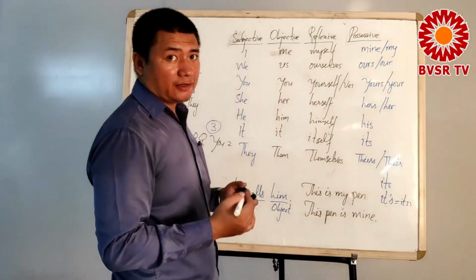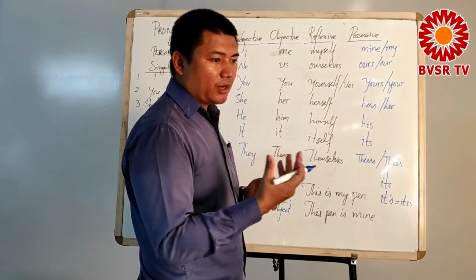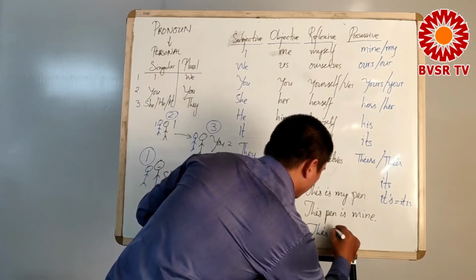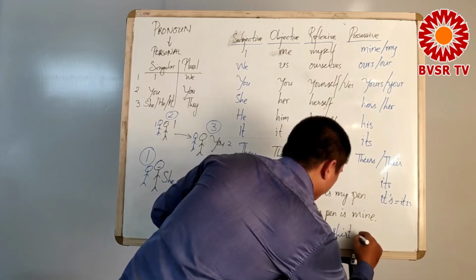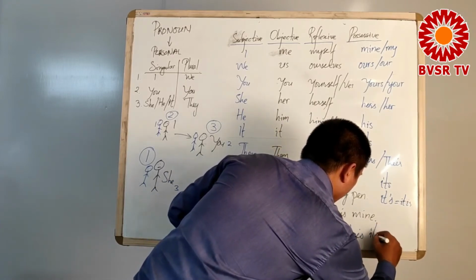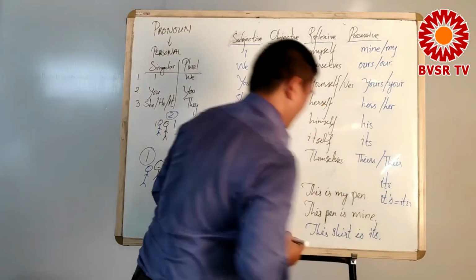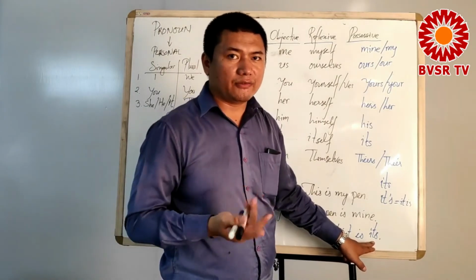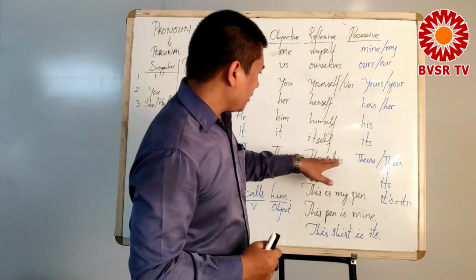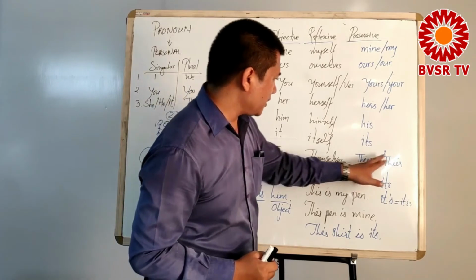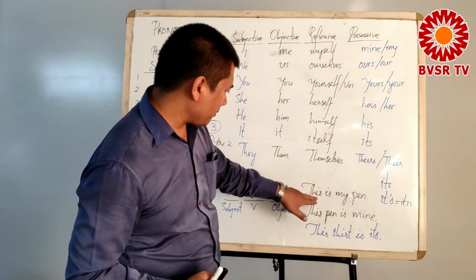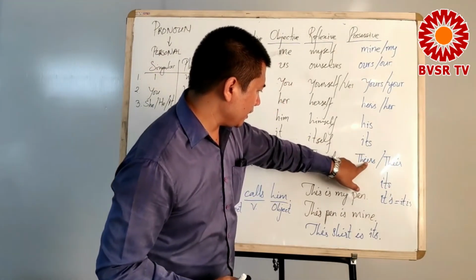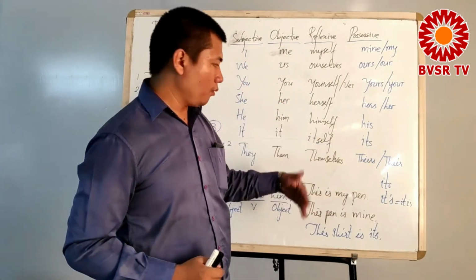Let's say that I have a dog, and the dog has a shirt. Then you can say, this shirt is its. Yes, this shirt is its, in the sense that its is referring to my dog. And the last one is theirs and their. For that also we can use the same pattern. This is their pen. This pen is theirs. So that is how we make sentences.